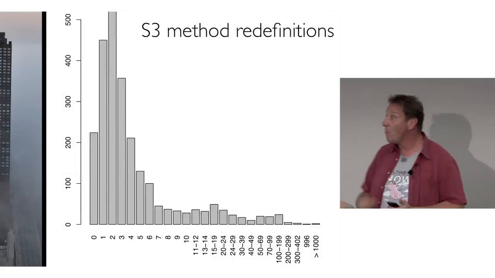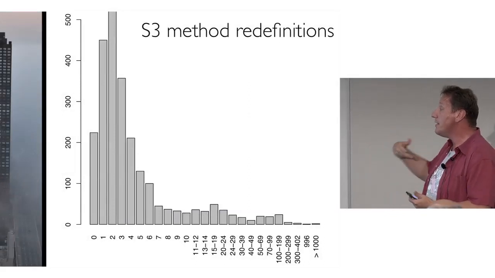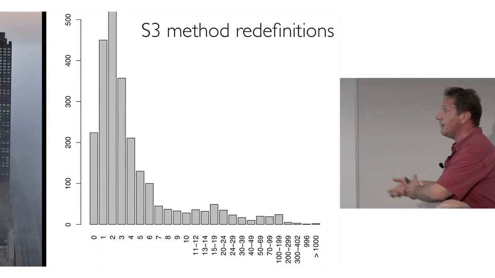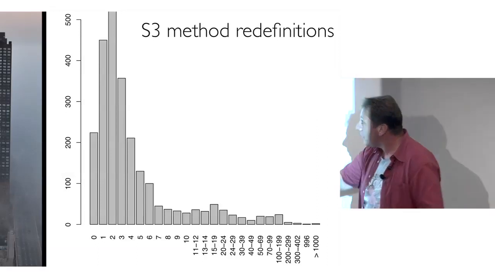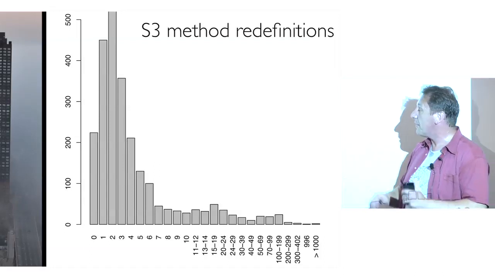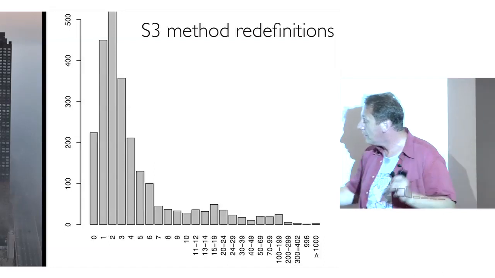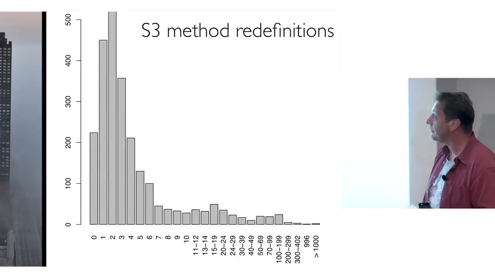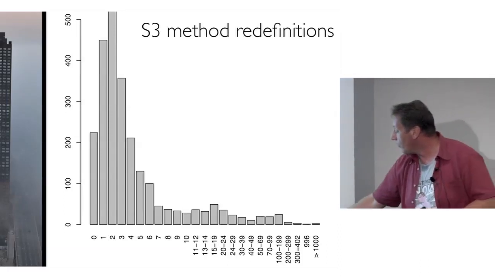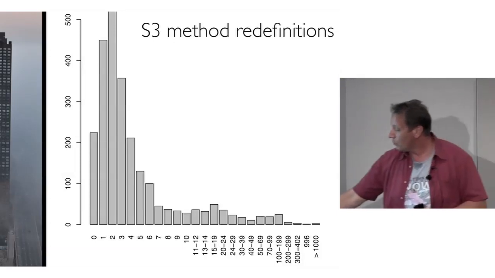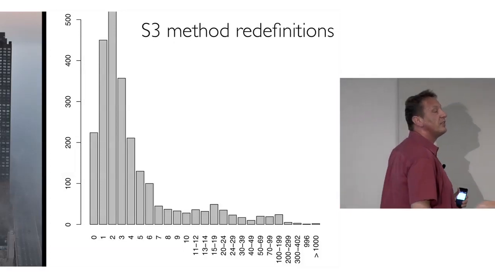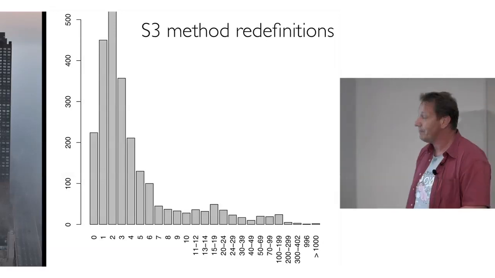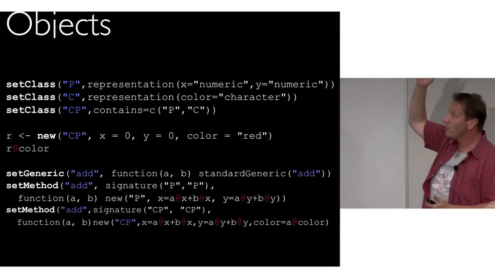So we looked at how many times people redefine. You declare a generic method, and then you provide definitions. There are about 200 generic methods with no definition whatsoever. Most generic methods have between 1 and 2 definitions, and then it tails down all the way to 1,000. So what is 1,000? 1,000 is the print method, say. It works. And then there's another object system.